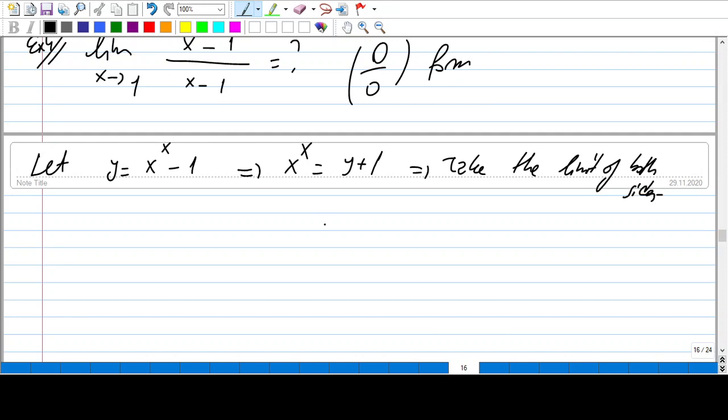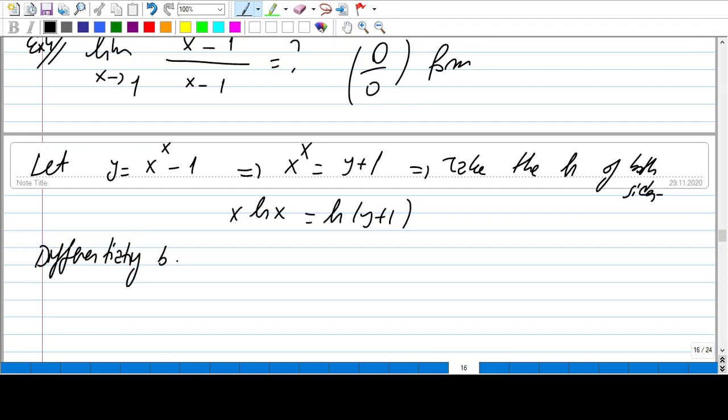What do we get? We get the following. We have x times ln x. Take the ln of both sides. I'm sorry, please correct it. Take the ln of both sides: ln(y plus 1) equal to x times ln x. So if we differentiate both sides. Okay, this is not the only way to solve this question.